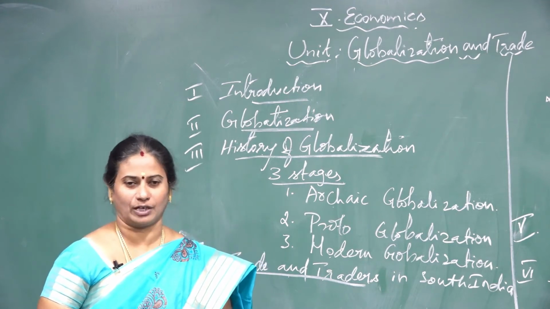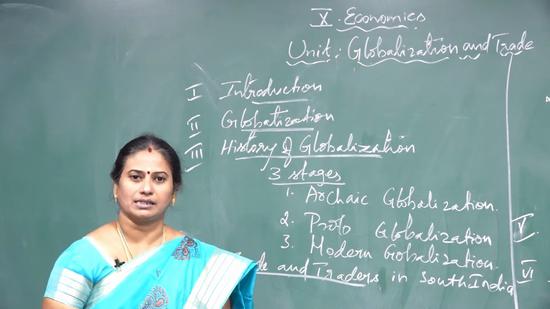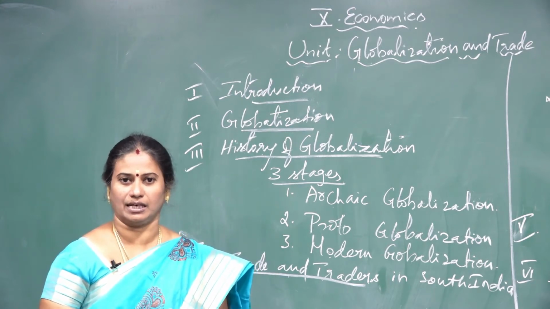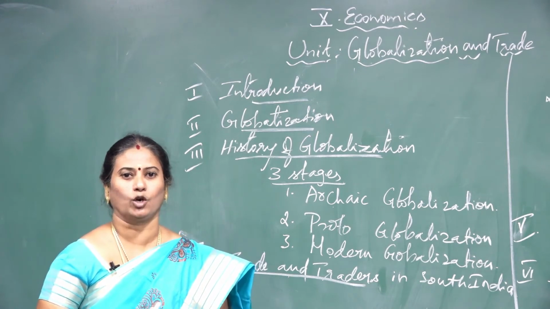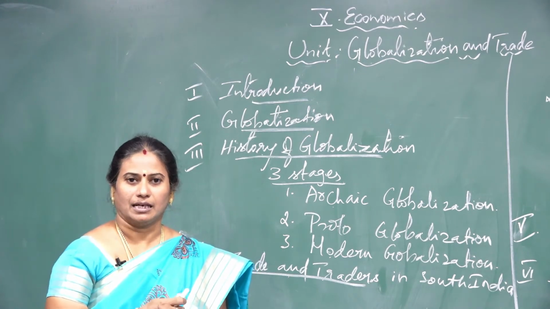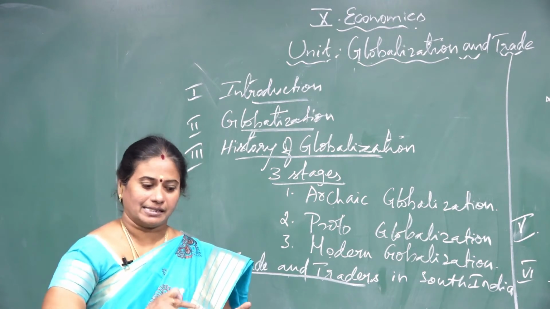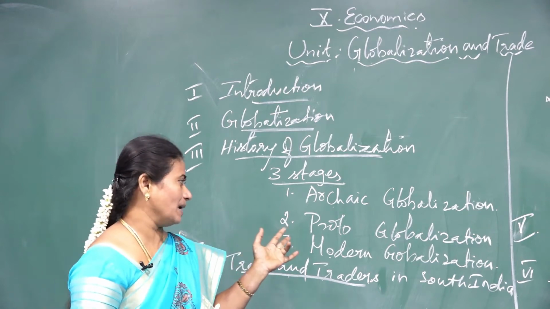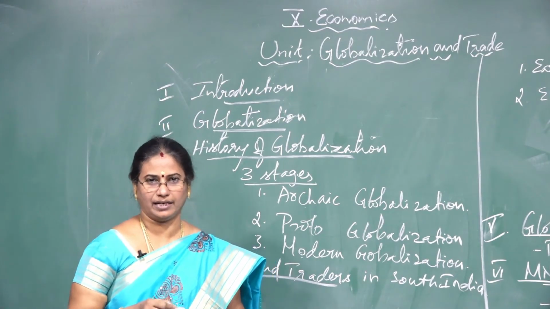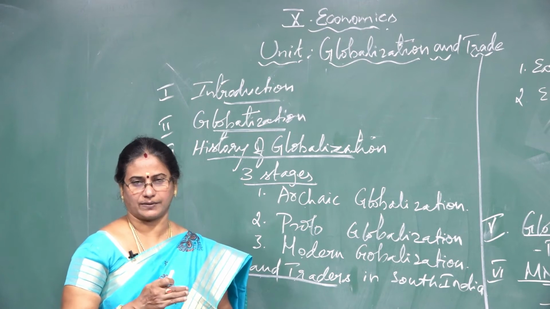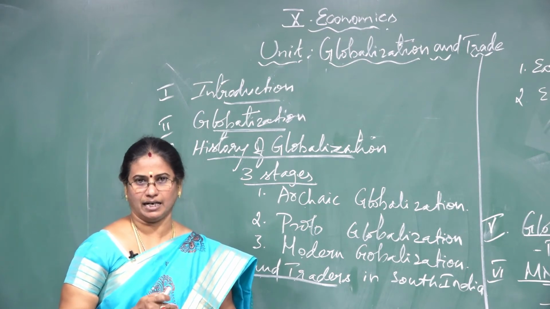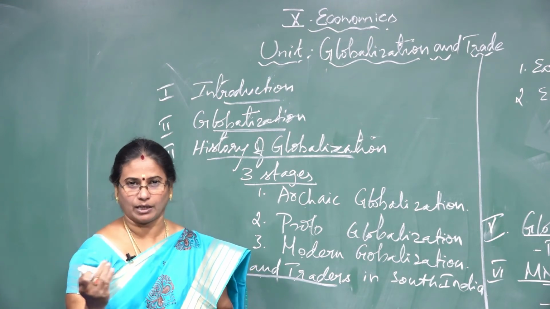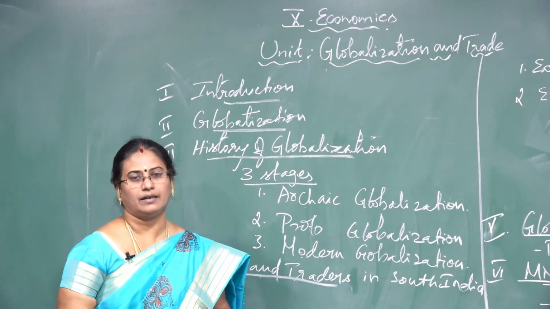The second stage of globalization is known as proto-globalization, which existed from the rise of the maritime Europeans. It existed between the 16th and 17th centuries. In the 16th century, the Portuguese were the first. They came to India and started their settlements, first from Africa to Asia and to Brazil.